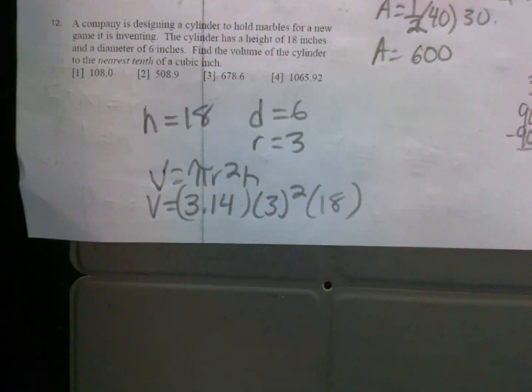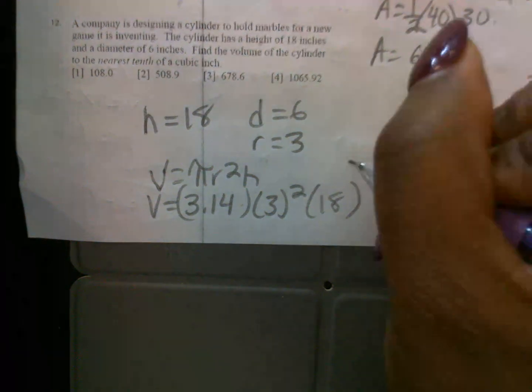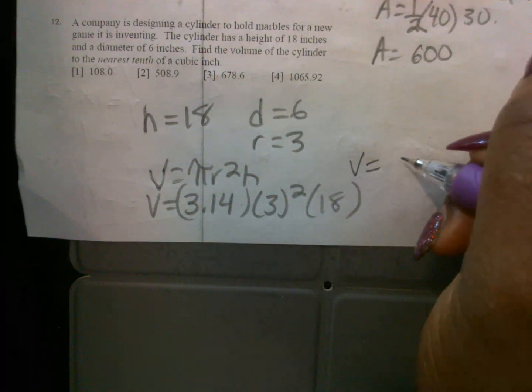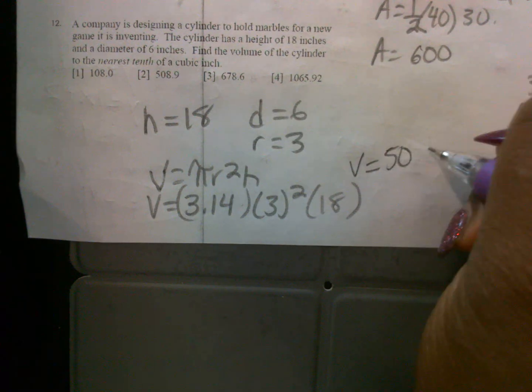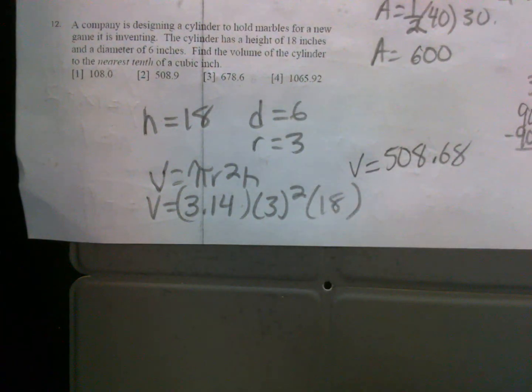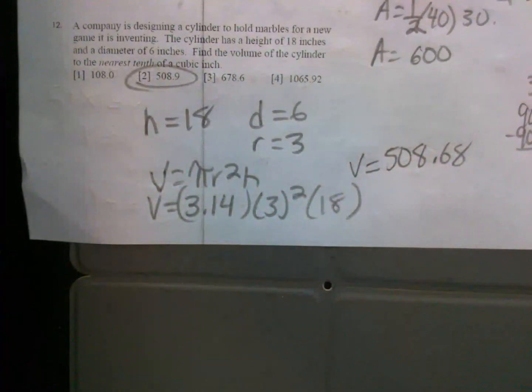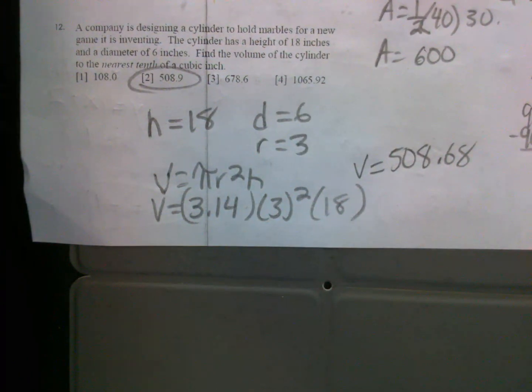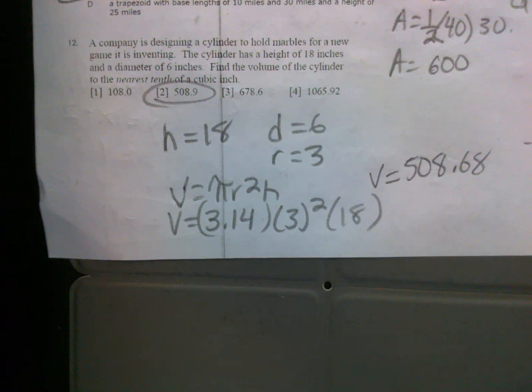So this is going to be 3.14 times a radius of 3 squared times a height of 18. We have to put them in parentheses, or you can put times. Times 3 squared times 18, and what does that equal? 508.68. Very good. What answer choice is that? 2. Okay. All right.